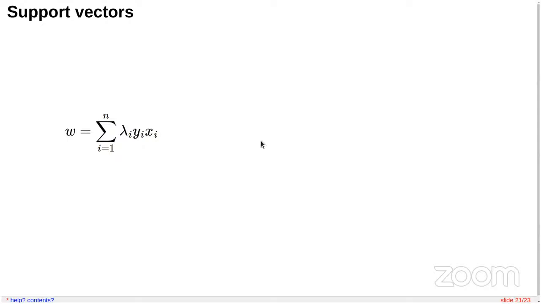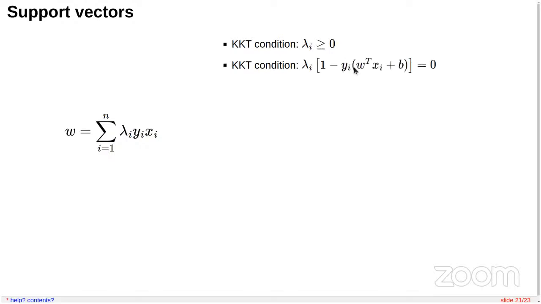Okay, now the final part that we are coming to: why is this called a support vector? First, recall that we had this one KKT condition that lambda i should be non-negative, so they should all be greater than or equal to 0. And we also had another condition, that lambda times g of x should be equal to 0. That is this condition.